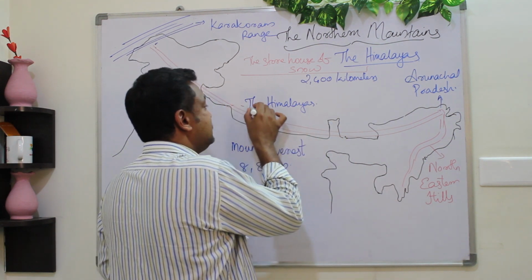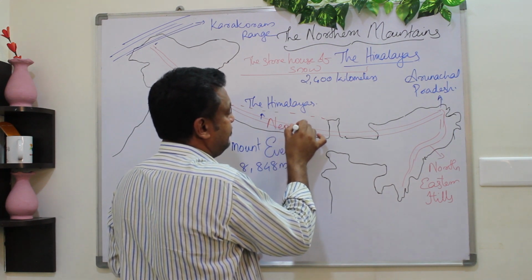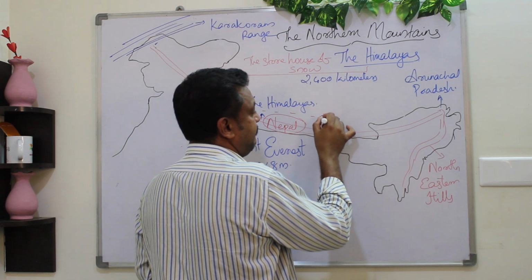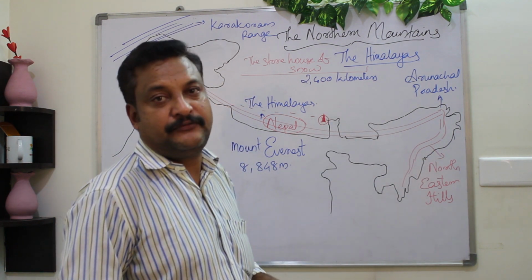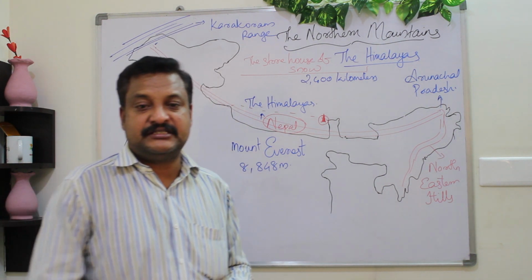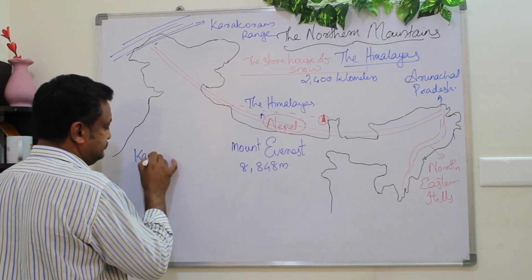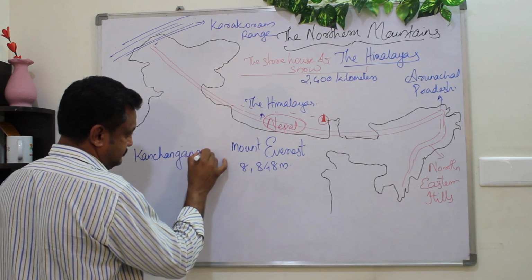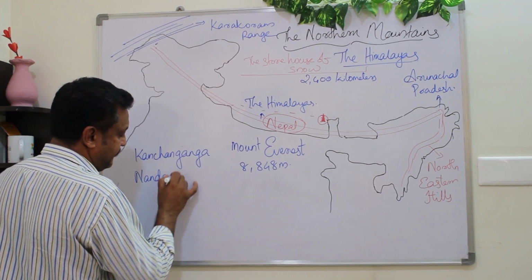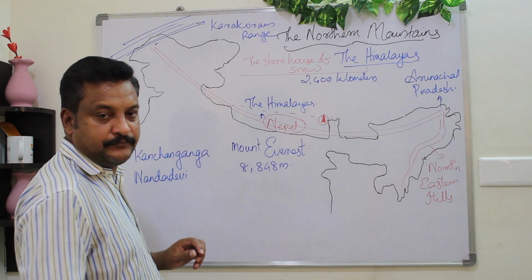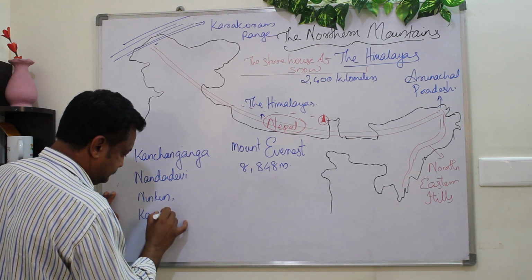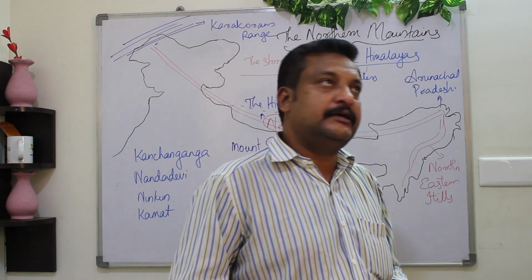So which is Nepal here? Yeah, this region is Nepal. Okay, and the location of Mount Everest is here. It's very close to the state of Sikkim in India. Okay, there are some other highest peaks also here in the Himalayan range, like we have Kanchenjunga. Okay, Kanchenjunga is another highest peak. Then we have Nanda Devi, Kamet, and Nanga Parbat also.